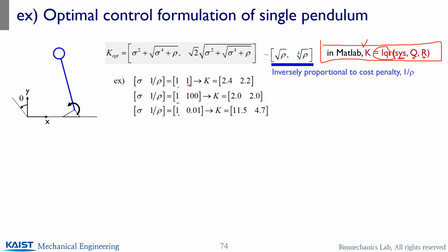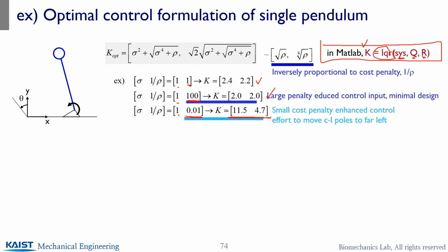If your penalty is 1, your optimal gain K is this value. If you have a great penalty for that control input, your gain decreases, right? I think this is the minimum control gain K that will satisfy the system performance. And if you have a really small penalty, meaning you don't care about the control cost, you can see that your control gain increased, right?